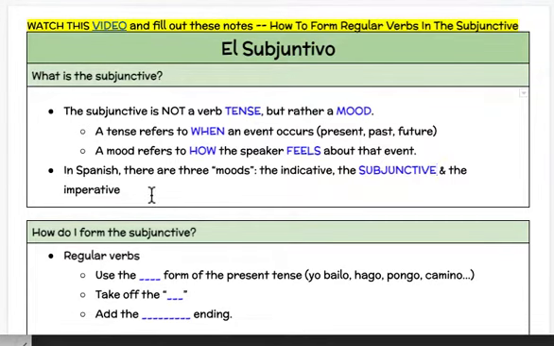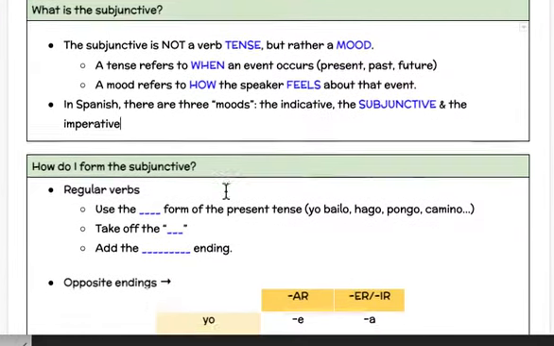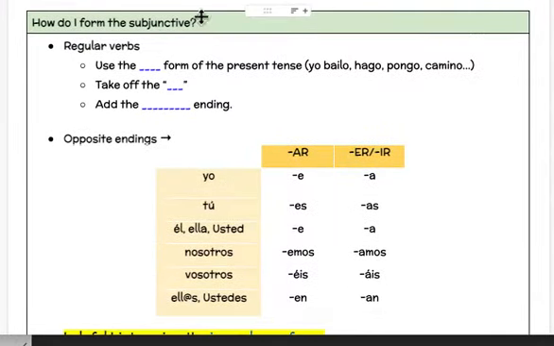At this point in time, if that is confusing to you or you're not totally sure what the difference is between indicative, subjunctive, and imperative, do not worry. We will talk about that another time. And you might be asking yourself, well, when or what situation would I need to use a mood like the subjunctive? We will also talk about that another time. Today, what we're focusing on is how to form a subjunctive verb. So let's start with that.